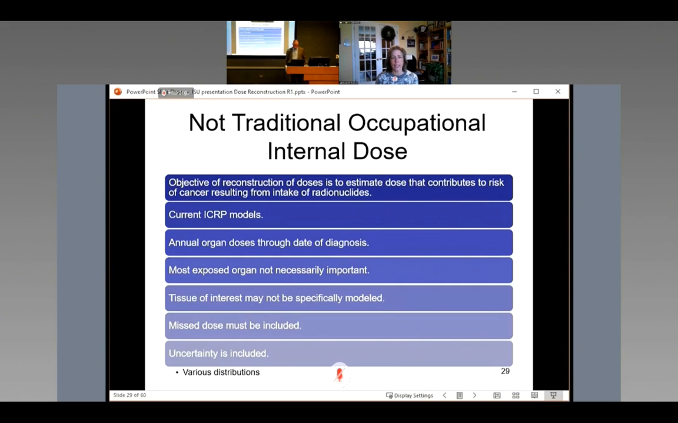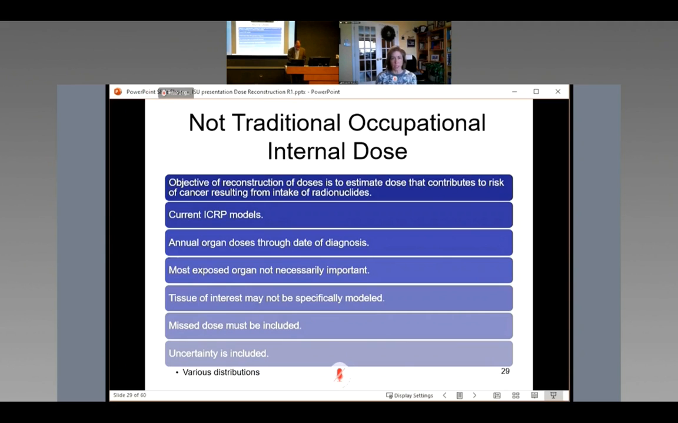So the annual organ dose through the date of diagnosis is the dose of concern, not the committed effective dose. So that's very different from occupational. The most exposed organ is not necessarily important. It's the organ where the cancer originated.